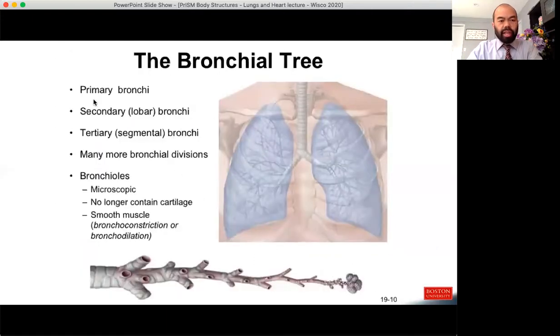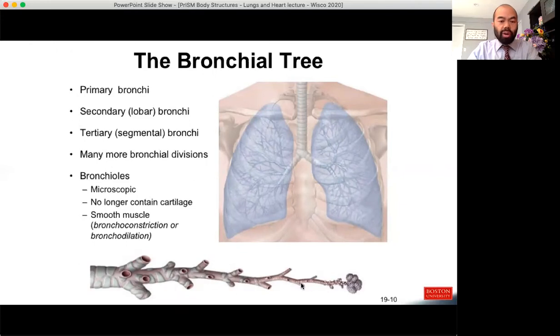So the bronchial tree, as I mentioned before, includes primary bronchi, secondary bronchi, and tertiary bronchi. Here's the main stem or primary bronchus on the right side. This would be a secondary bronchus. And then further distal to that would be the tertiary bronchus. There's many bronchial divisions. The image on the bottom shows the transition from a main stem bronchus, and this is drawn linearly, by the way, from the main stem bronchus to a secondary bronchus to a tertiary bronchus.